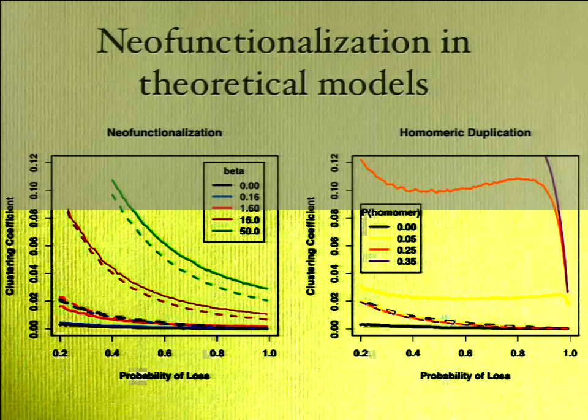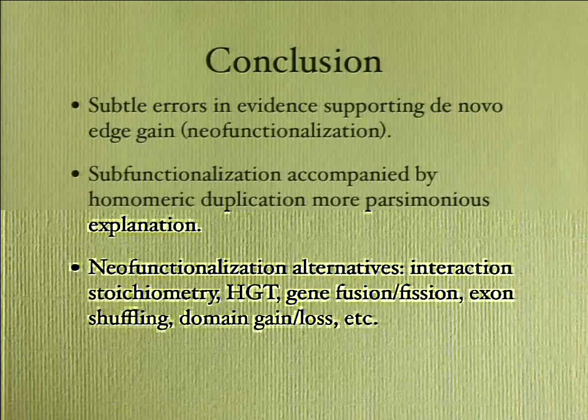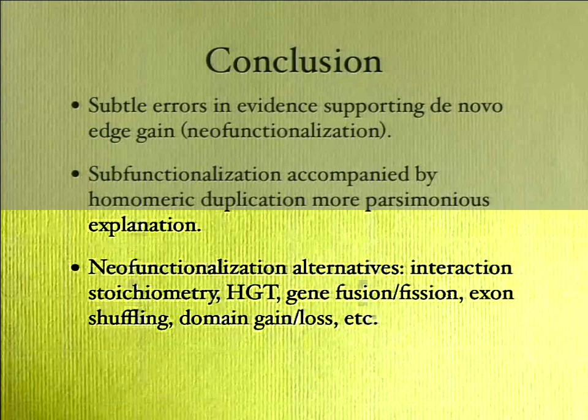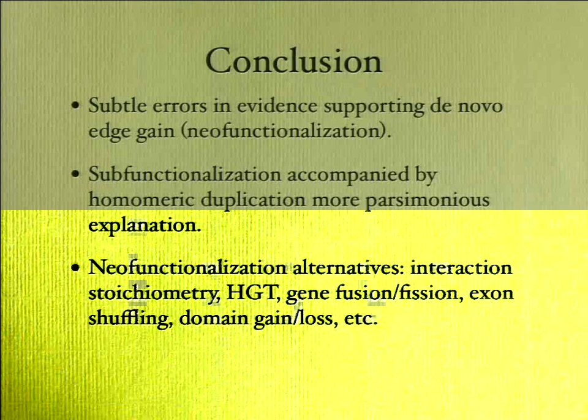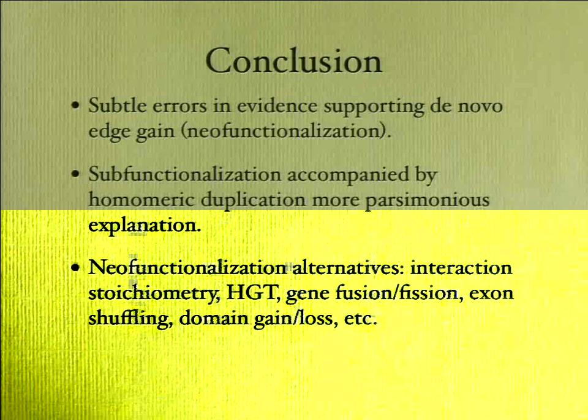So what are the conclusions that we can draw from this? First, there are a number of different lines of reasoning supporting ubiquitous neofunctionalization in the evolution of these networks, and there are subtle errors in all of them. So it really draws into question how frequently this is actually occurring in these networks. Second, I'd like to assert that subfunctionalization accompanied by the duplication of self-interacting proteins is more parsimonious in these cases. And it also really highlights the importance of the duplication of self-interactions. I'll touch on that in a few seconds.